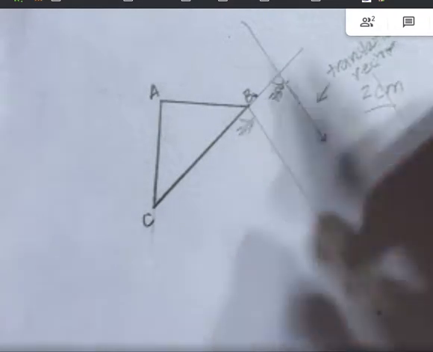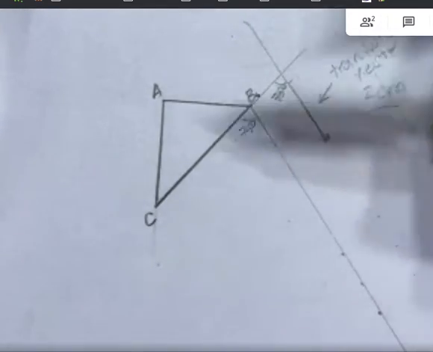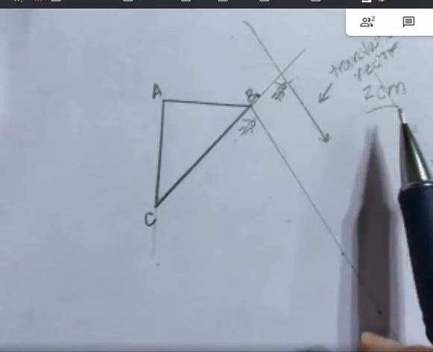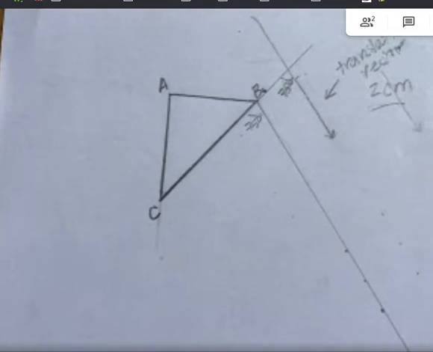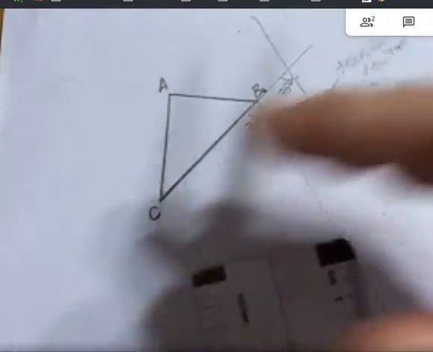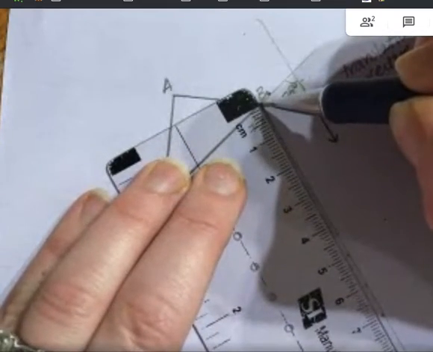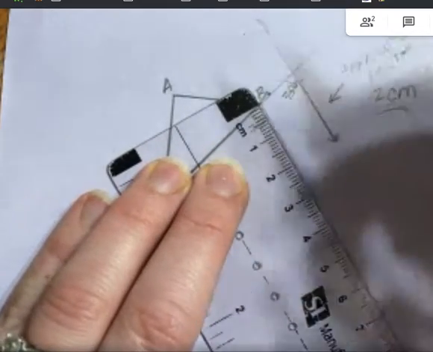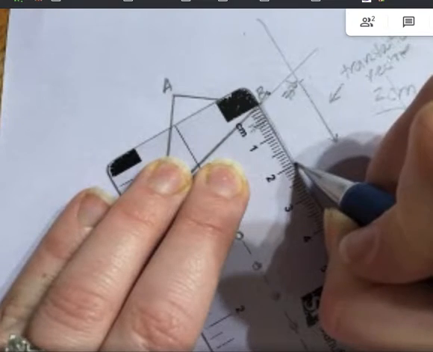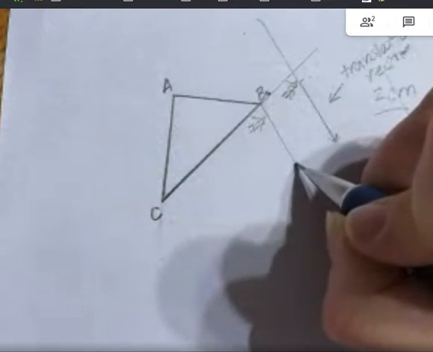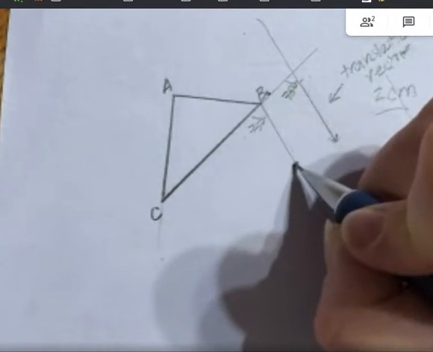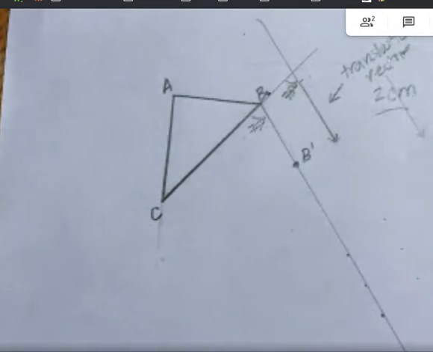So now I have this 75-degree angle, and now I just need to measure down this angle 2 centimeters to be able to trace my shape. So I'm going to take this and measure down 2 centimeters. That's where my shape is going to start. That's where my new B prime point is going to be.